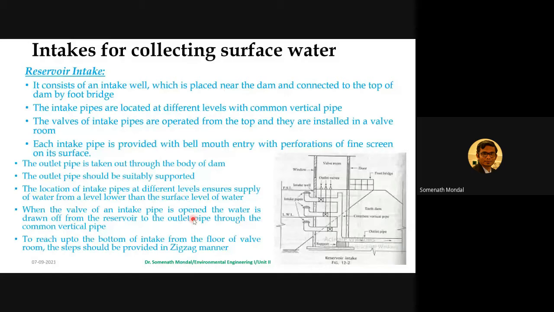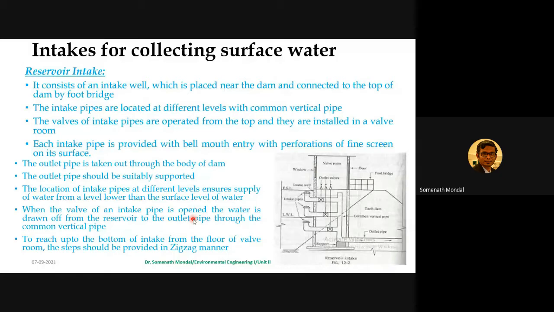outlet pipe. The foot bridge is also shown over here, and then the door of that particular well window, and the valve room is shown at the top. Now, the outlet pipe is taken out through the body of the dam. That is very obvious. You don't have any other option.